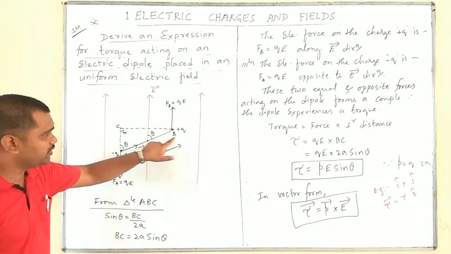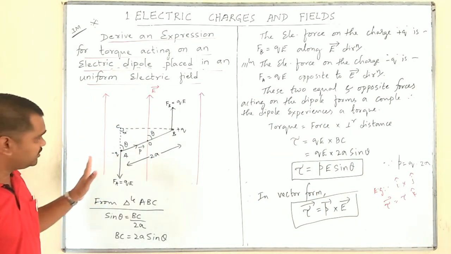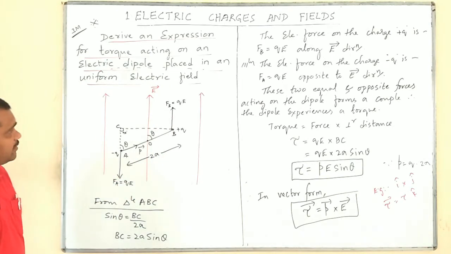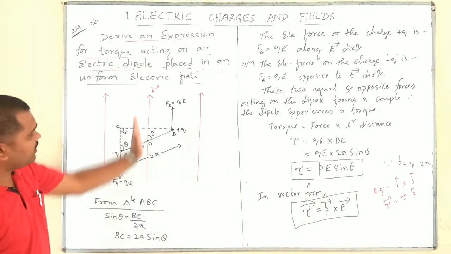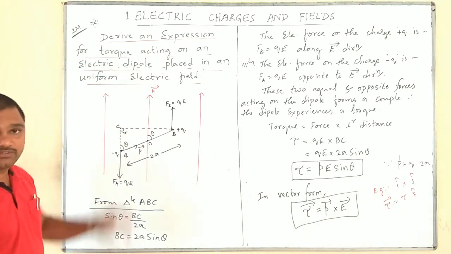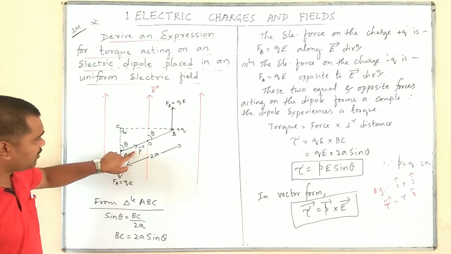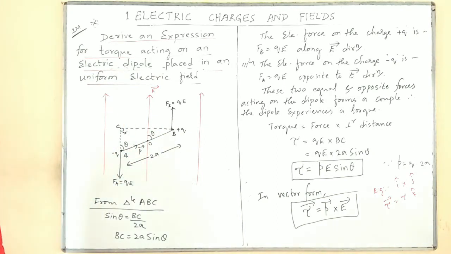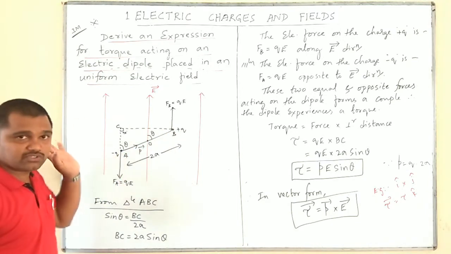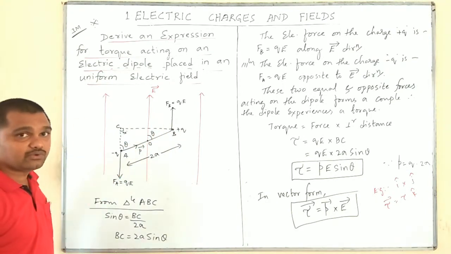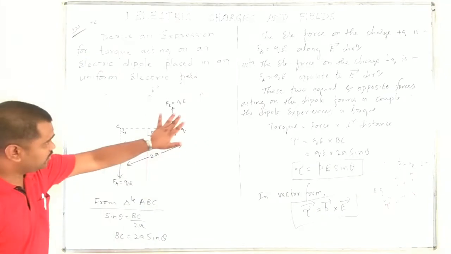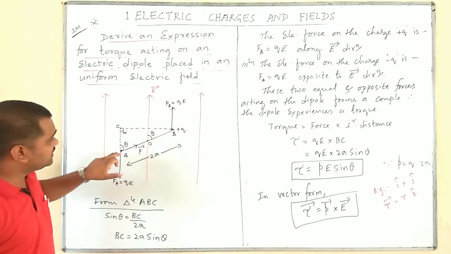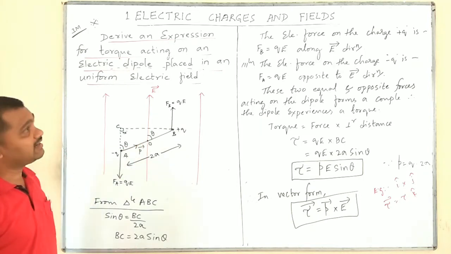See, minus q and plus q are equal and opposite charges separated by a small distance. Collectively we call it an electric dipole. I have placed this electric dipole in a uniform electric field, so the dipole moment makes an angle theta with the direction of the electric field. When we place two charges, there will be two equal and opposite forces, which constitute a couple. Due to that couple, this electric dipole experiences a torque.